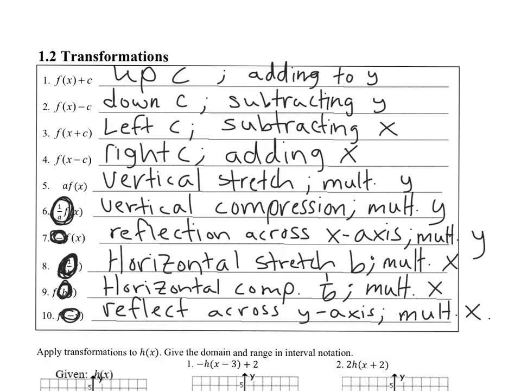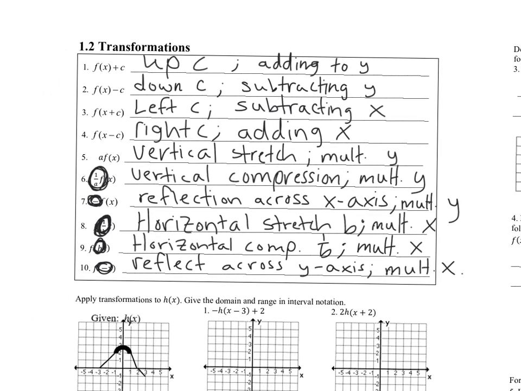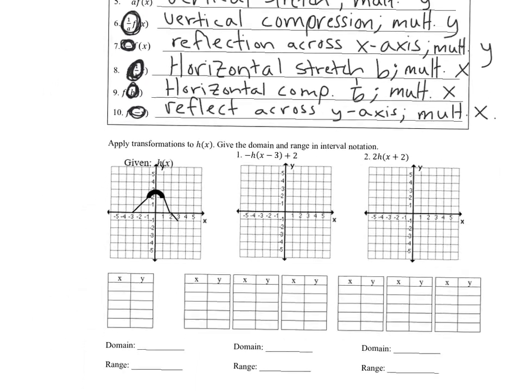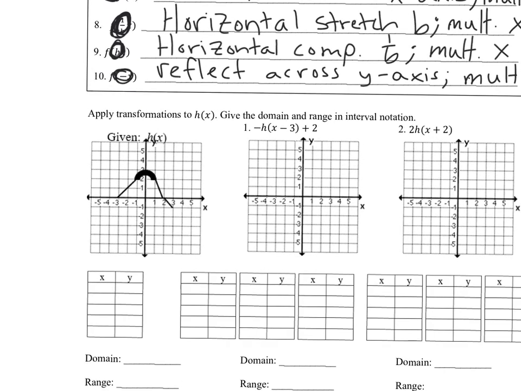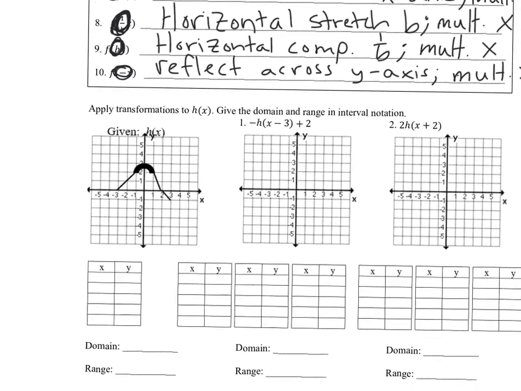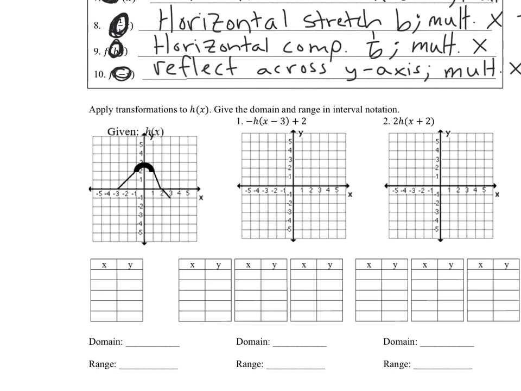Now, like I said, we're going to take these ideas and apply them to these graphs down here. Looking at these examples, this first one, the given with a star, is what we're going to start with. Numbers 1 and 2 are the transformations that we're going to apply to this little h of x over here. So we have this weird looking graph.